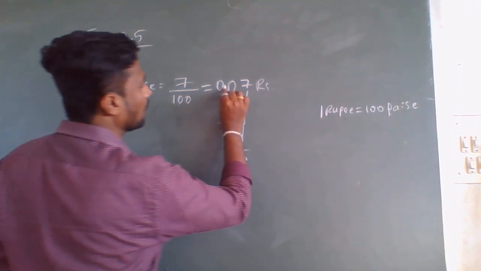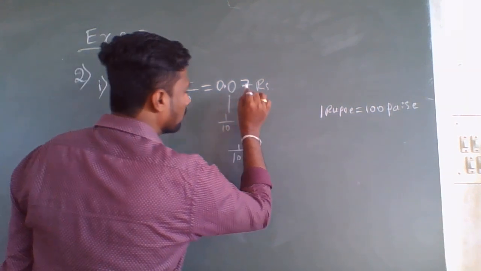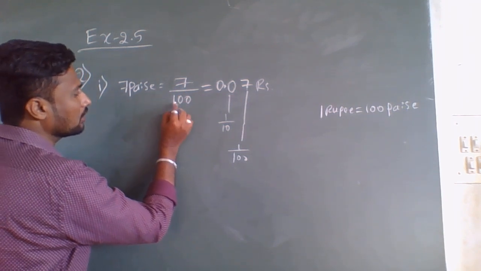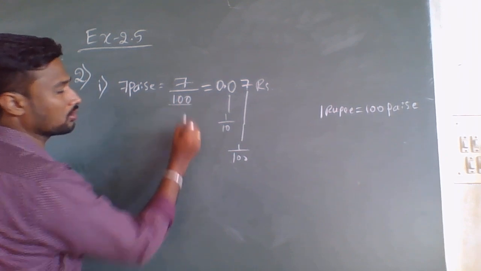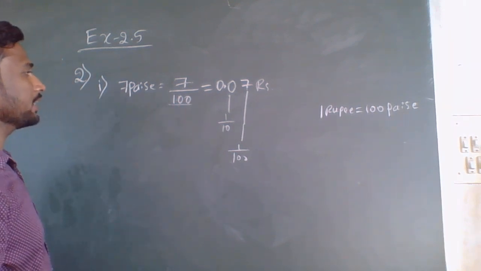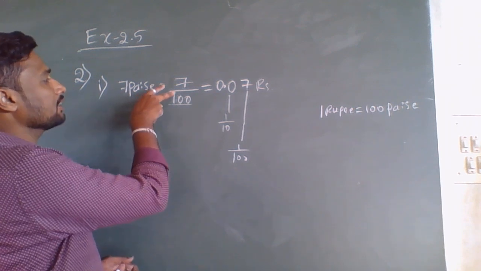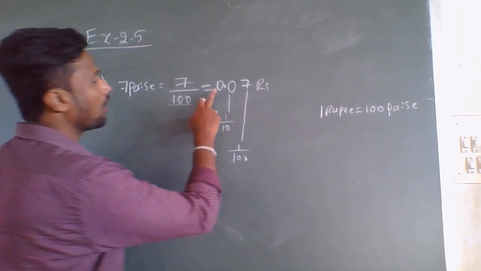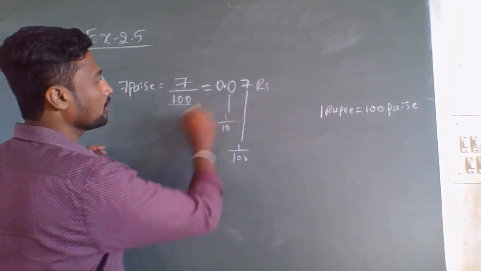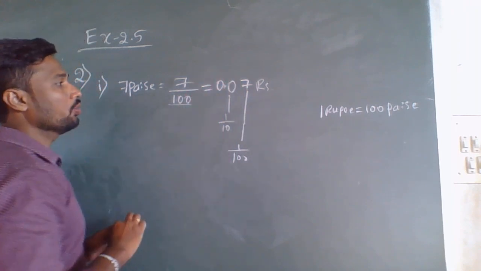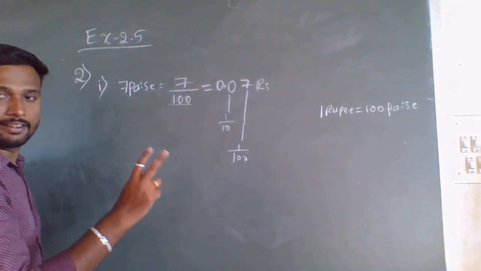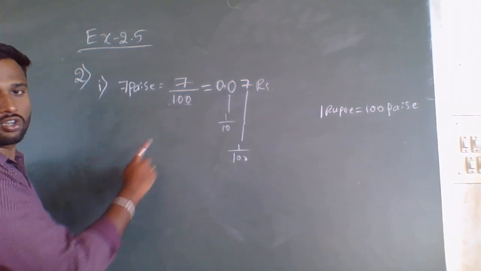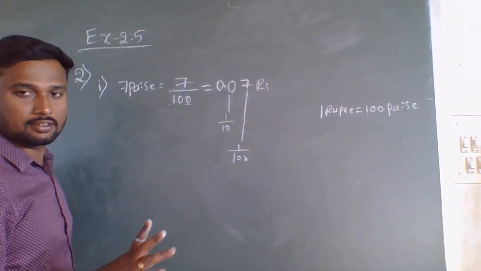So after the decimal point only 2 digits should be there. Listen carefully. 7 by 100 means in 100 there are 3 digits. So while converting 7 by 100 into a decimal number, after this decimal point, 0 point, only 2 digits should come, one number less than the denominator.